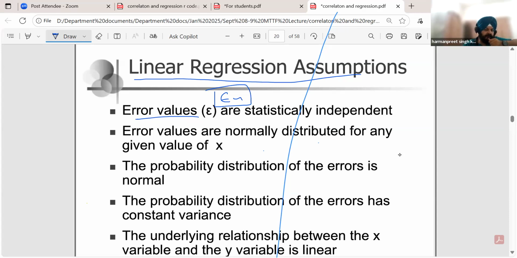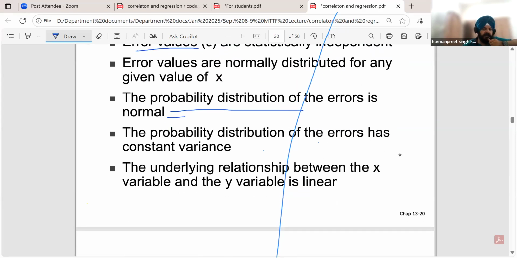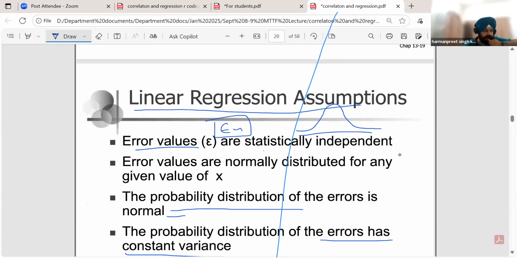And the second assumption I've already explained to you: our error term, while plotting the error, I need this bell-shaped type of curve. So this requirement that the distribution of error is normal should be satisfied. The fourth assumption is the error has constant variance. Constant variance means whatever variation we have observed for one group, if you change the group, there should not be any difference in the variation.